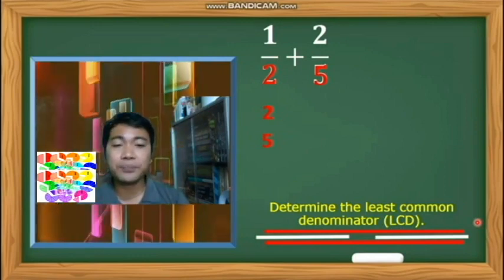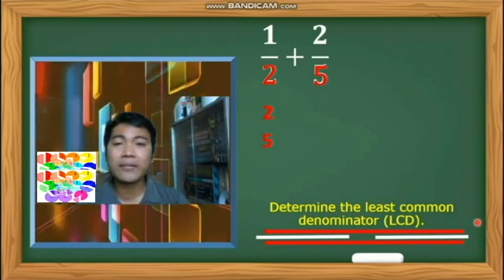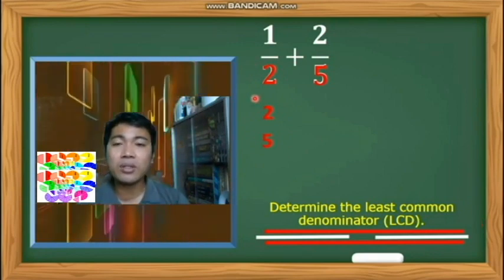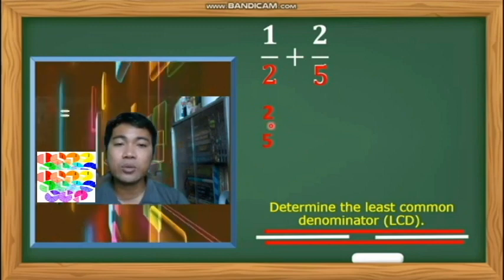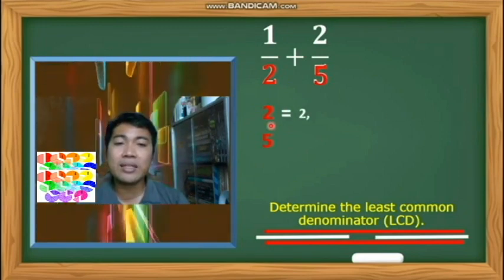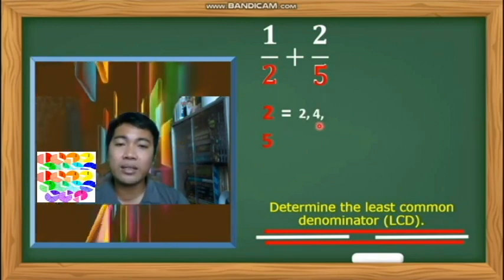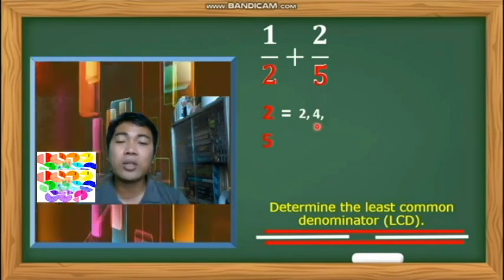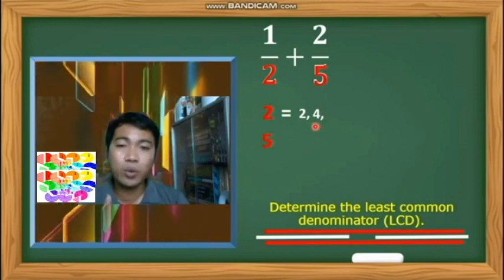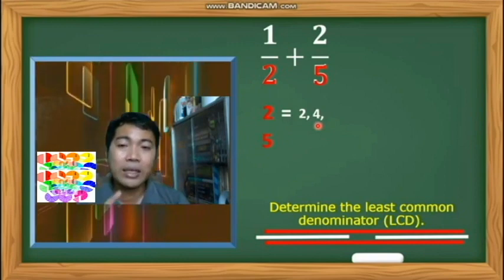Okay, unahin natin. The denominator 2 sa fraction na 1/2. So, the multiples of 2 are 2. So, mauna mo na ang 2. And then, next is 4. So, bakit 4? Ang 2 ay 2 times 1 is 2. And then 4, 2 times 2. So, kailangan mayroon siyang 2 na palaging factor. Kasi nga, multiples ng 2.